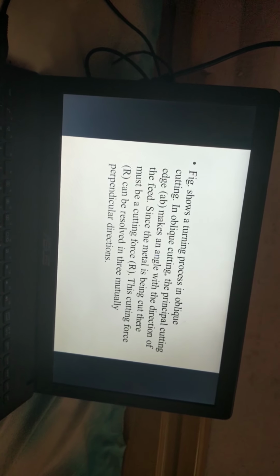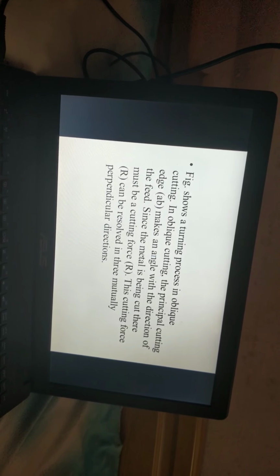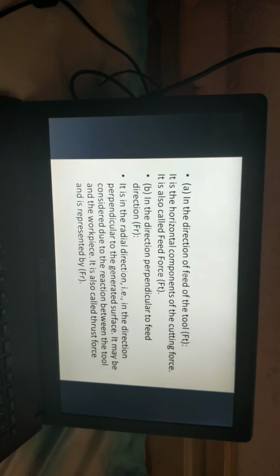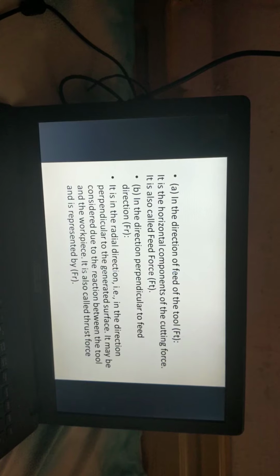Since metal is being cut, there must be a cutting force R. This cutting force can be resolved into three mutually perpendicular directions. In the direction of feed of the tool, the horizontal component of the cutting force is also called the feed force Ff.